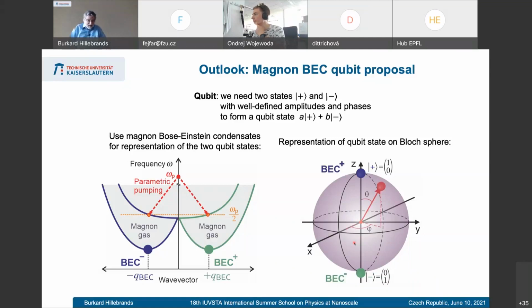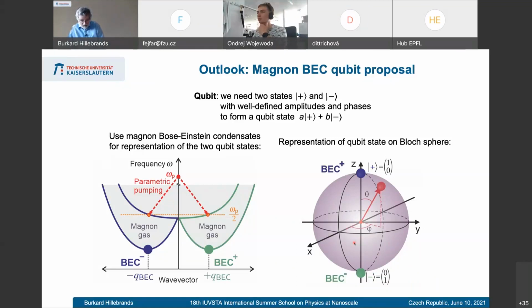I don't have a questionnaire, but instead of the questionnaire, I think we can maybe just discuss a little bit. And here is just one idea. Everybody talks about quantum computing. Can we have magnonic quantum computing? What do we need? First of all, and this would be the very first step, we need to have something like a magnonic qubit. Can we have magnonic qubits?